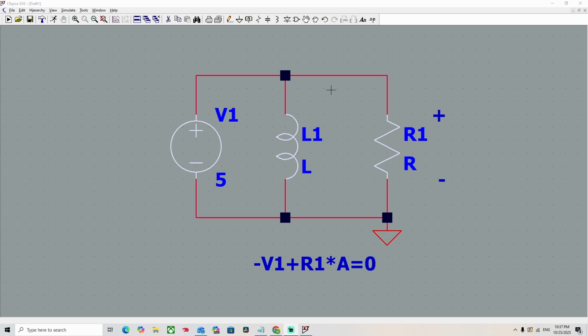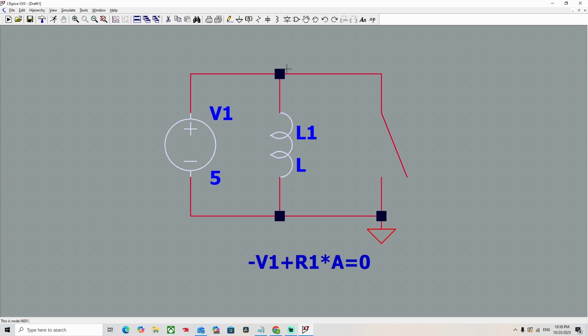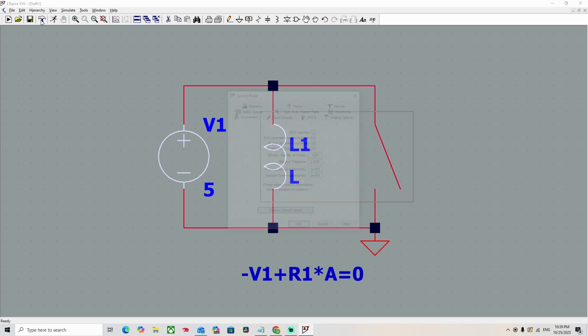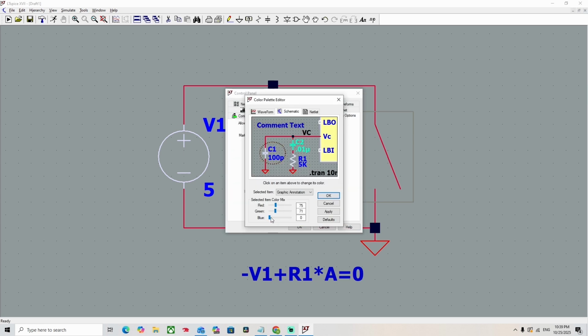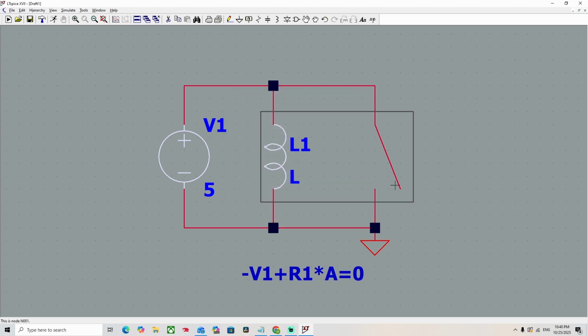So let's just get rid of some stuff here. Okay, so just give me a second here. That's not very visible. Okay, I'll cut that part out.